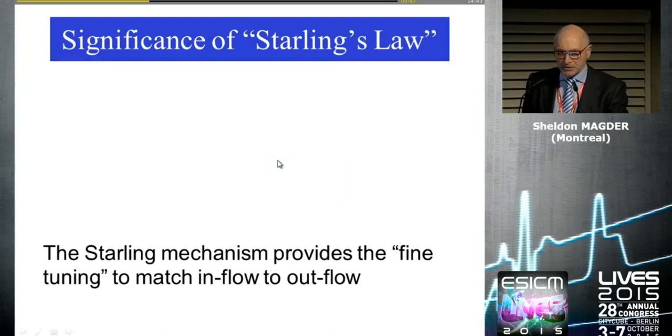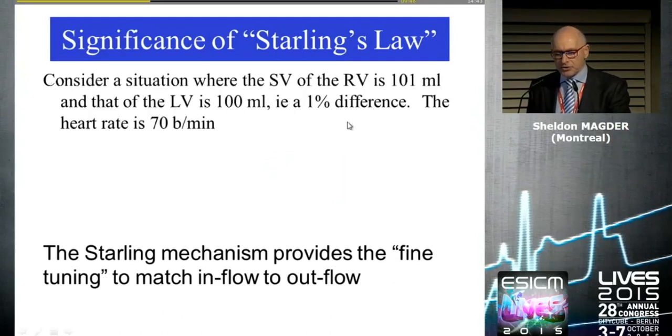What's the significance of Starling's law? Consider the situation where a stroke volume of the right ventricle is 101, and that of the left ventricle is 100. A 1% difference. Pretty small. If your car worked with that kind of precision, that'd be pretty good.